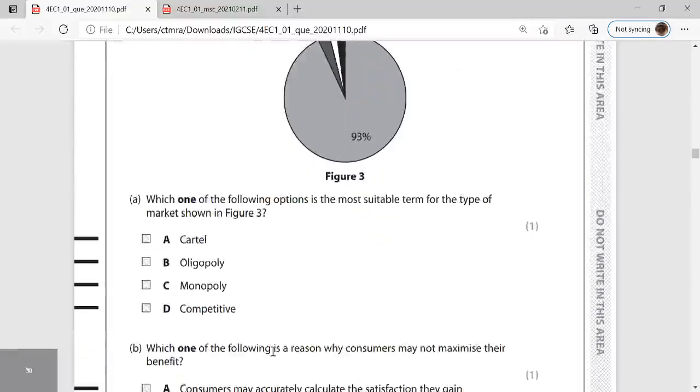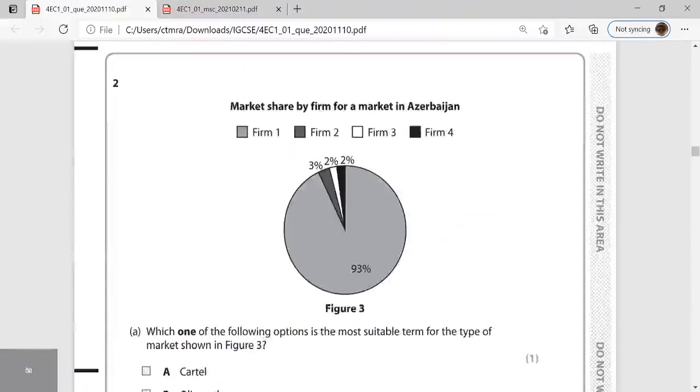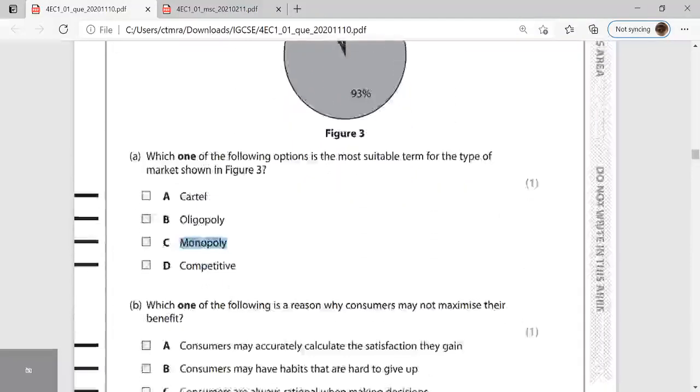Let's see what they're asking for. Which one of the following options is the most suitable term for the type of market shown? Yes, definitely it's monopoly, right? Because one farm, which is farm one, is dominating almost the whole market. 93%. So almost the whole market is dominated by them. So this is monopoly.